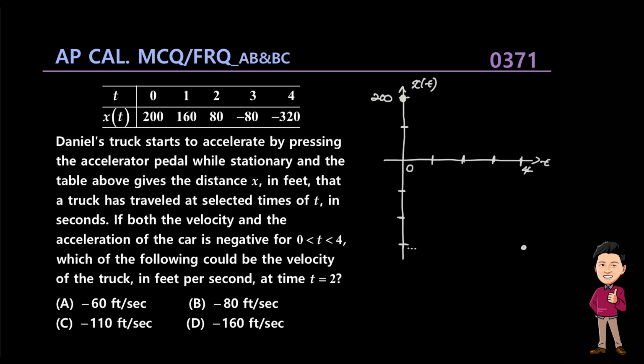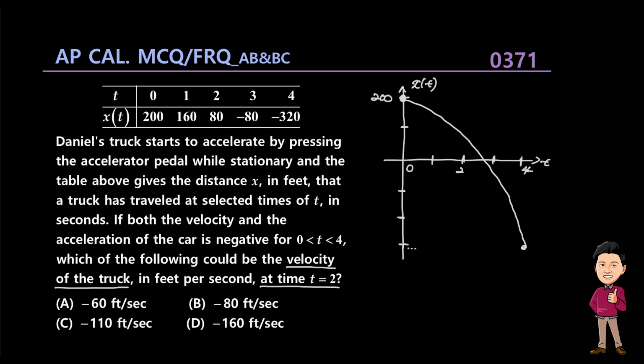Here it says velocity is negative. That means the position curve has to decrease, right? And also acceleration is negative. That means this position curve has to be concave down. So let's draw the graph roughly. Decreasing, concave down, that's going to be like that.